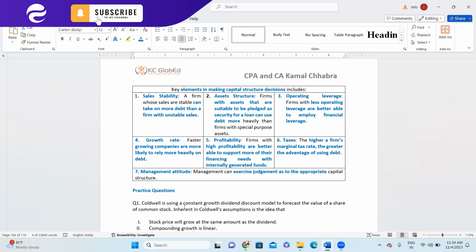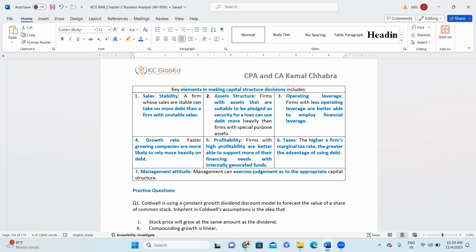Second is asset structure. A firm with assets that are suitable to be pledged as security for the loan can use more debt than a firm with special purpose assets. For example, a heavy capital intensive organization, let's assume manufacturing of cars, would have land, buildings, and plant machinery, and against that you can take a secured loan. On the other hand, a tech company like Byju's may not have that much heavy assets. For them, they might need to take unsecured loans because they do not have property to give on lien. So the unsecured loan may generally be at a higher interest rate compared to the secured loan. Make sense?